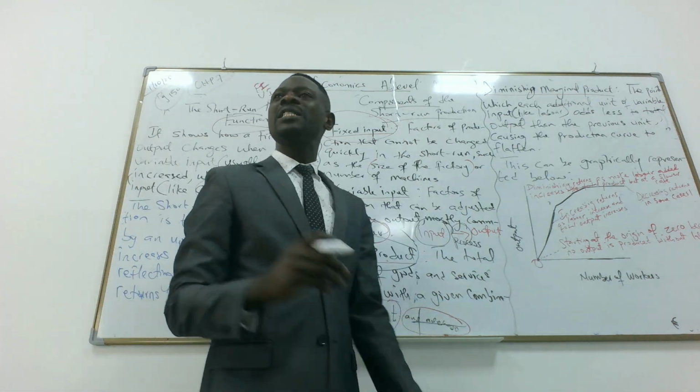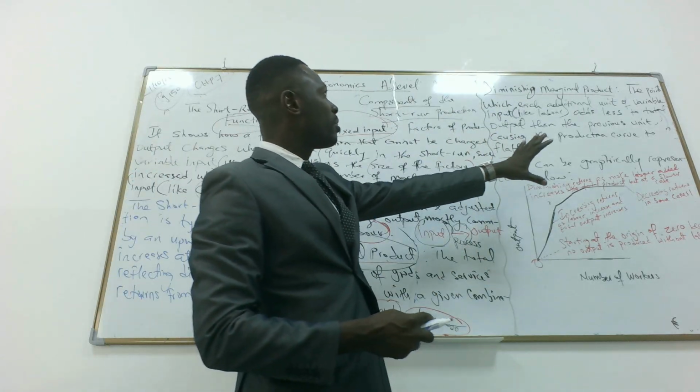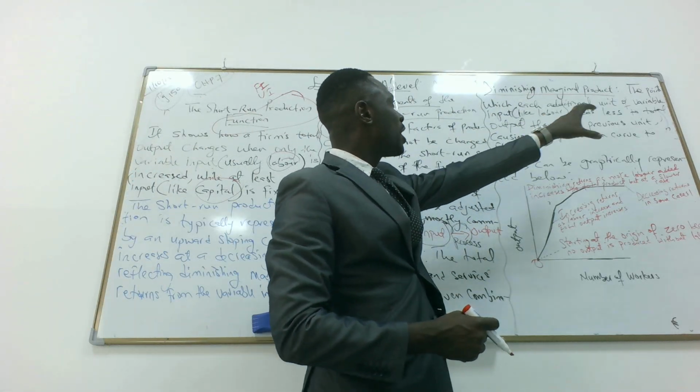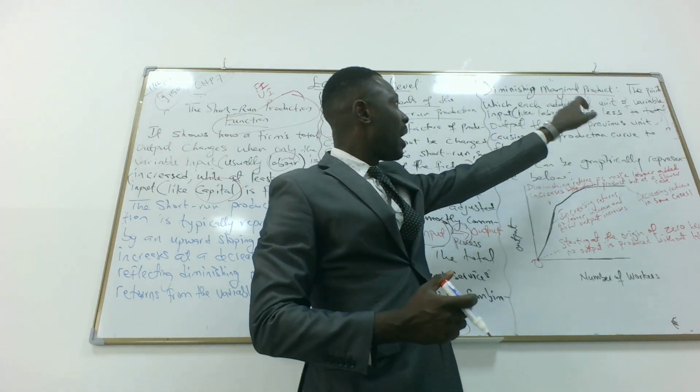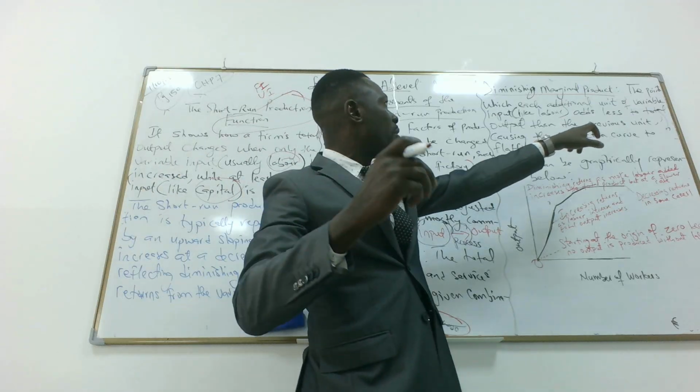Then we have the diminishing marginal product. Why do we call it diminishing marginal product? We call it diminishing marginal product because this is the point at which an additional unit of variable input adds less to total output than the previous unit, causing the production curve to flatten.